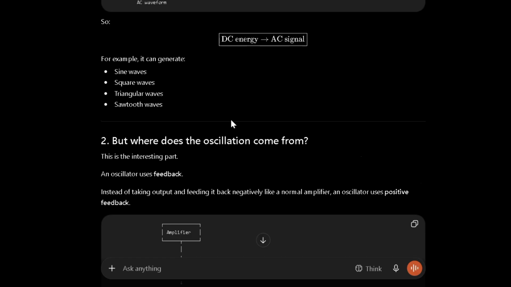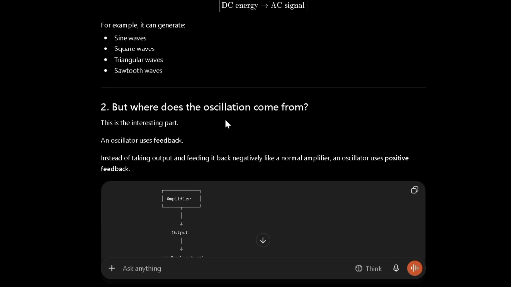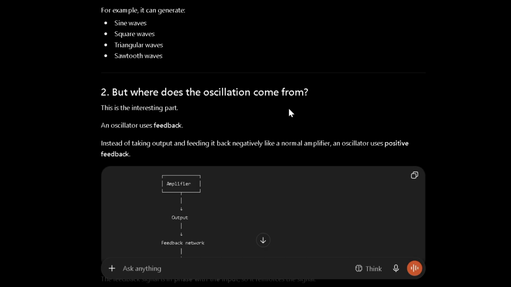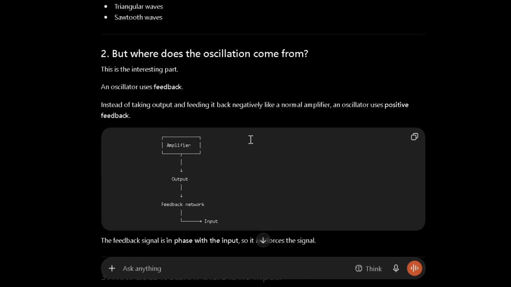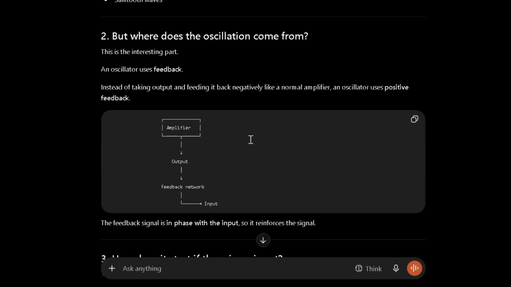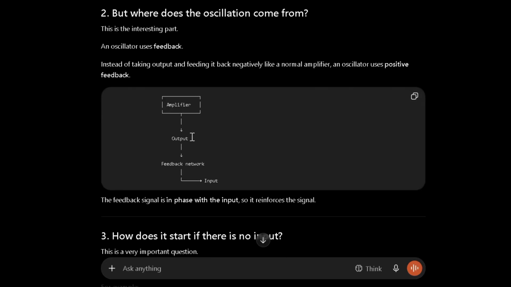But where does the oscillation come from? This is the interesting part. An oscillator uses feedback. Instead of taking the output and feeding it back negatively like a normal amplifier, an oscillator uses positive feedback: amplifier, output, feedback network, input. The feedback network gives back the input. The feedback signal is in phase with the input, so it reinforces the signal.